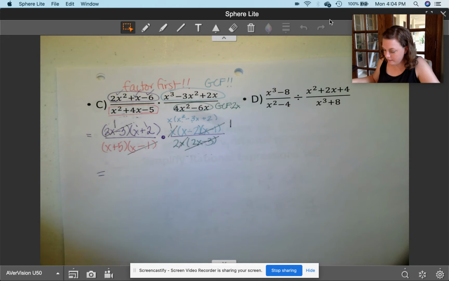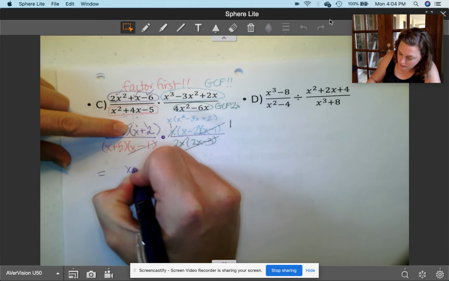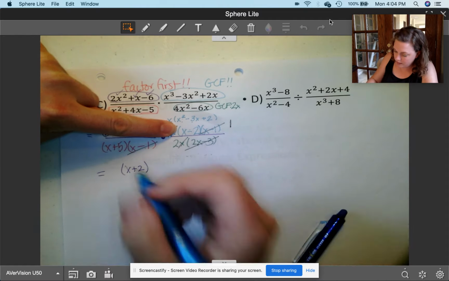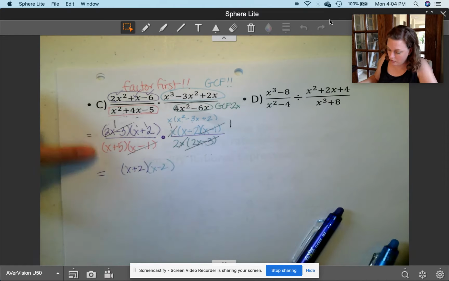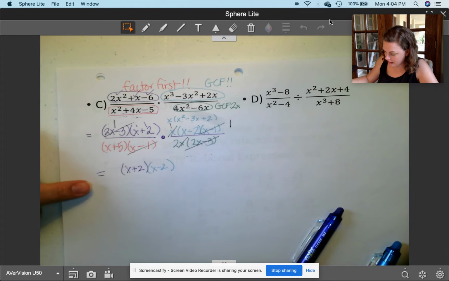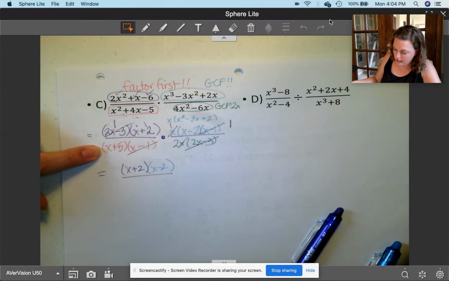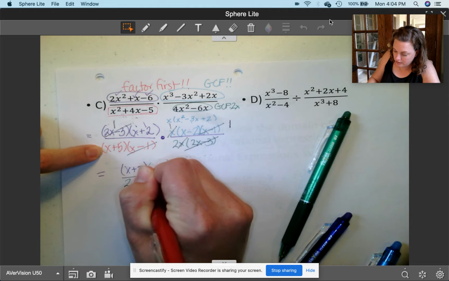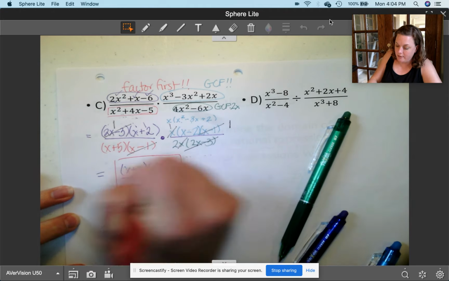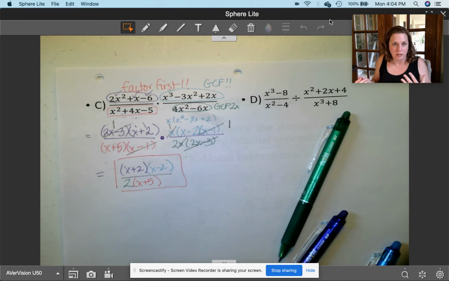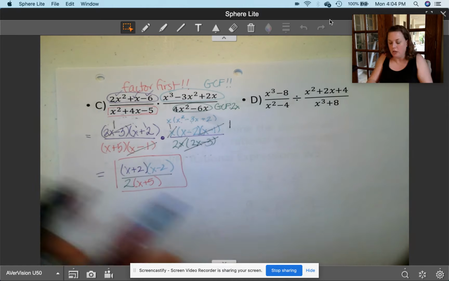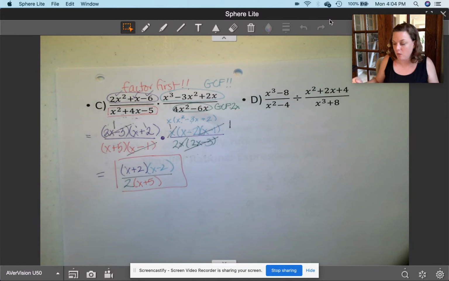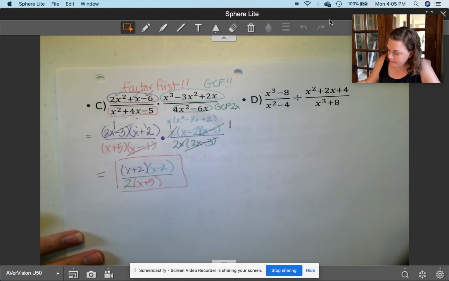And that's it. So what's left over? My purple x plus 2 is left over. My blue x minus 2 is left over. All times 1. And then in the denominator, I have a green 2 and a red x plus 5. And this is great. You do not have to multiply these things out together. Don't bother. Just leave it factored. Factored is the winner. When things are factored, we can tell a whole lot about what's happening graphically. So we'll talk more about that later.